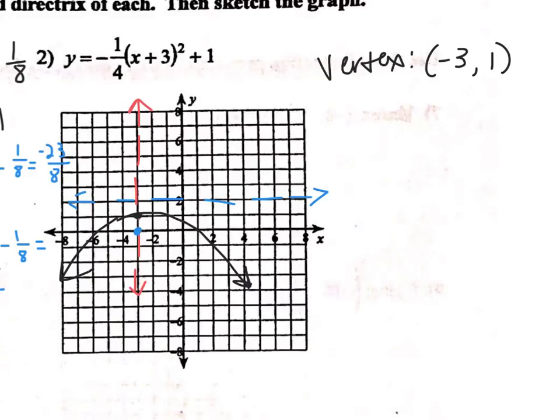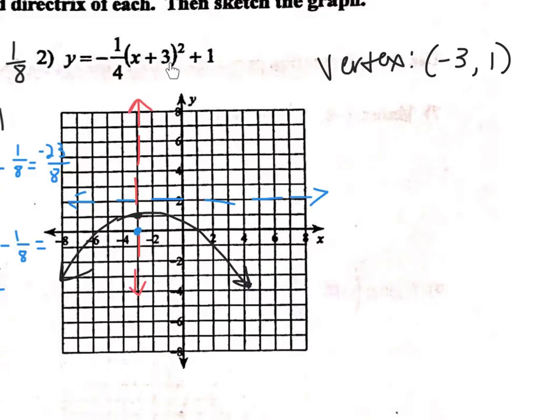Okay, so for starters, we found the vertex, and then I went ahead and graphed a sketch of the parabola, and I'll show you how I found the focus and the directrix. So first of all, we have the vertex located at -3, 1. So this is my H, and this is my K.